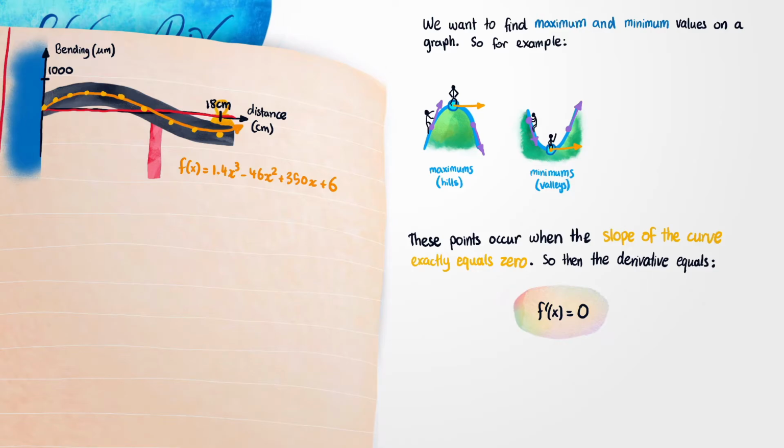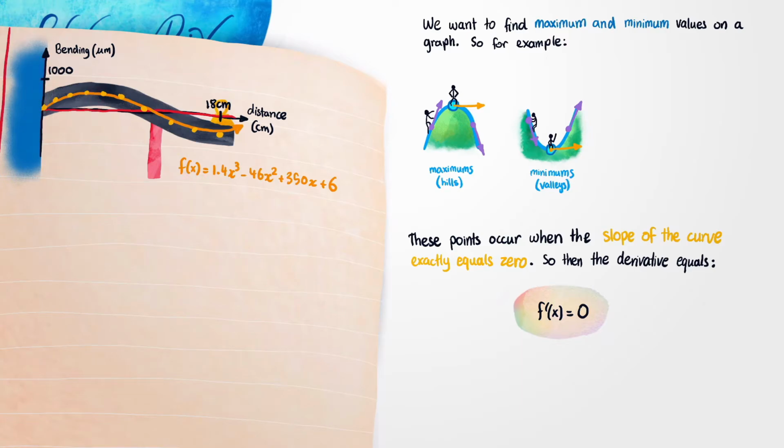So our graphing software tells us that 1.4x cubed minus 46x squared plus 350x plus 6 is the best graph that fits the data that we gathered. Now, in its own right, this function is actually pretty useful. We can go ahead and put in a distance from the wall, and it will tell us how much bending we have based on the data we gathered.